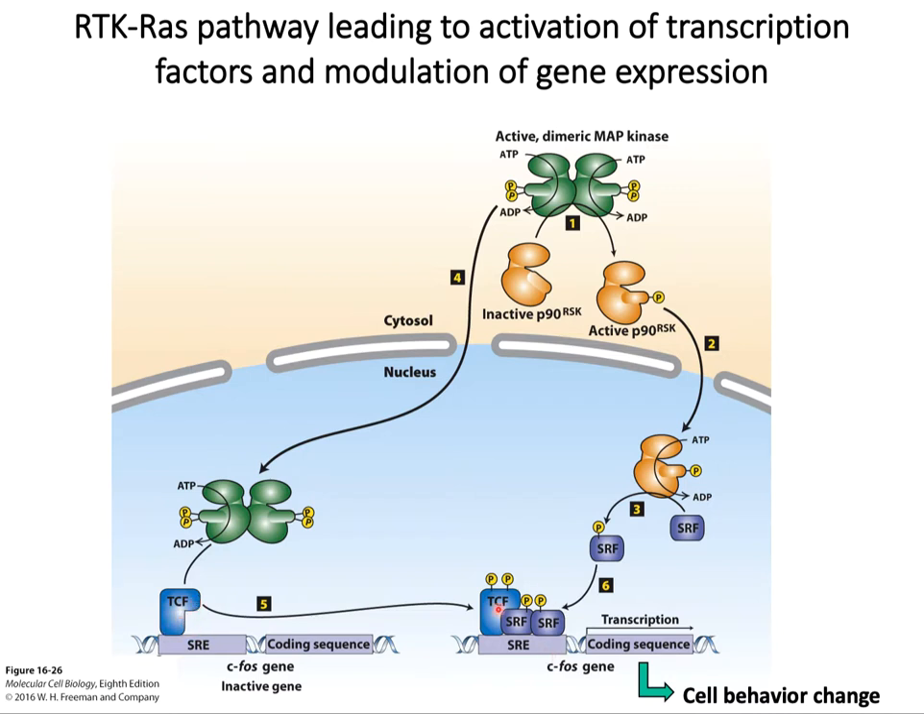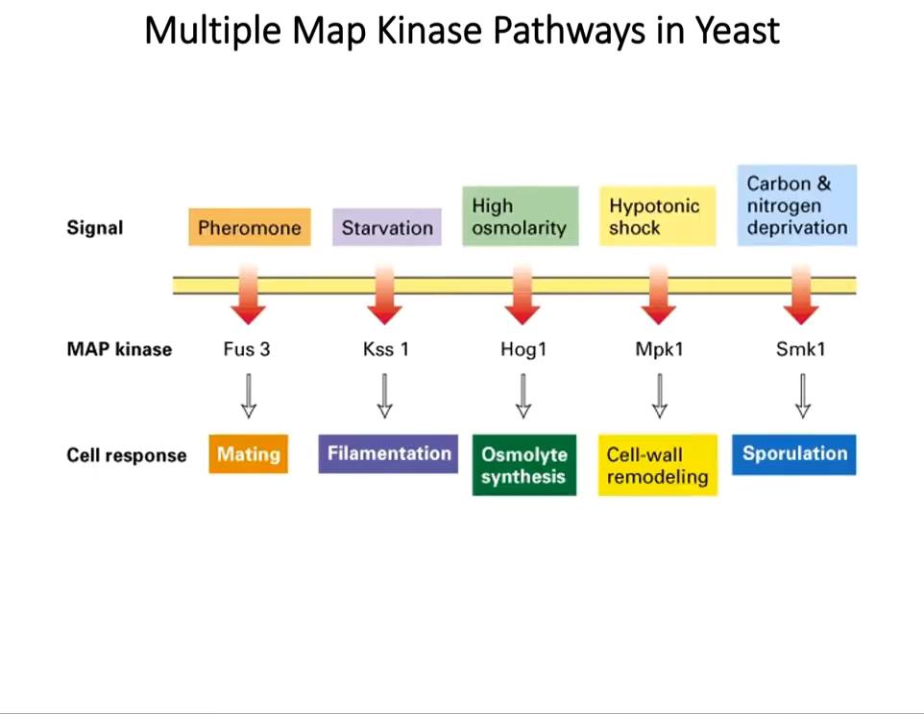And at this point, the phosphorylated TCF and SRF together stimulate the transcription of the CFOS and other genes that contain a promoter of the SRE, or the serum response element. MAP kinase phosphorylates over about 175 target proteins in the nucleus, so this is just one of them.